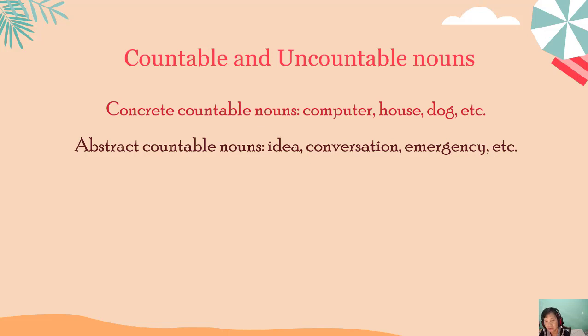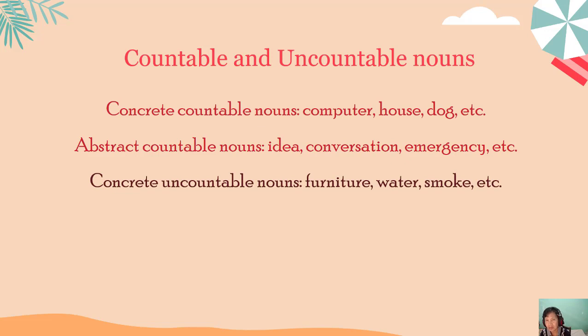And then the next is abstract countable nouns. Abstract means that we cannot see, we cannot touch. So it's kind of a quality or feelings or ideas, but we can count it. So you can have 1 idea, 2 ideas, or you can have emergencies. Okay, the next is concrete uncountable nouns, like furniture, water, smoke, etc. We can touch it, but we cannot count it as 1 unit.